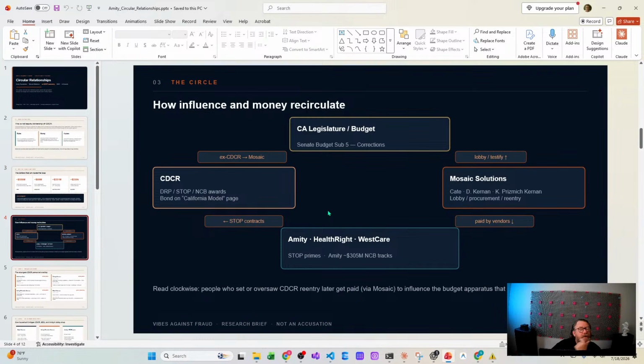How influence and money recirculate. California legislator budget to Mosaic Solutions, Amity Healthcare West Care, and the California Department of Corrections. People who set or oversaw CDCR reentry later get paid via Mosaic to influence the budget apparatus that funds Amity's contracts. Wow.